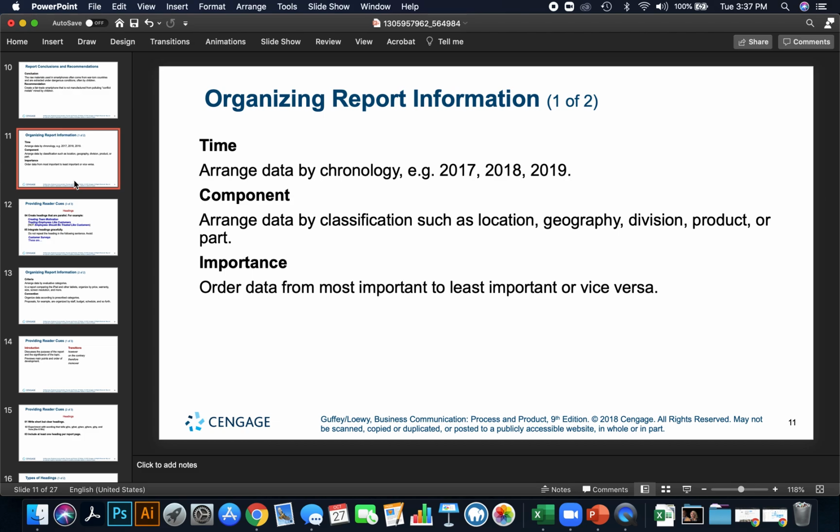Title. Arrange data by chronological order, for example, 2017, 2018, 2019. Or organize a report by component. Maybe arrange data by classification such as location, geography, division, product, or part. Also, you can organize reports by importance. Order data from most important to least important, or vice versa. Recommendation is always most important to least important, but you can do both.